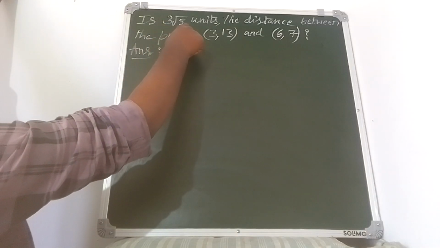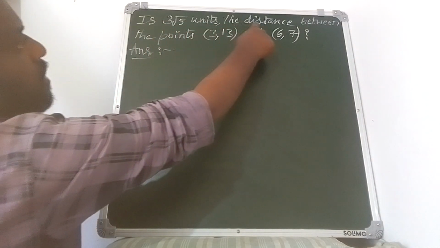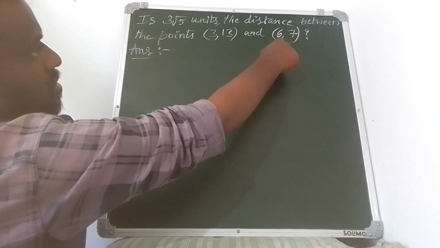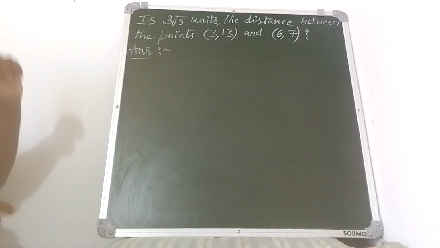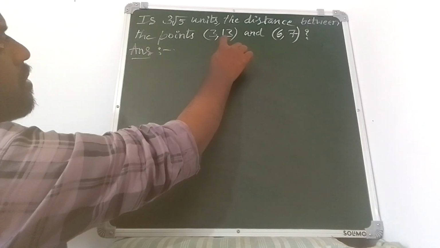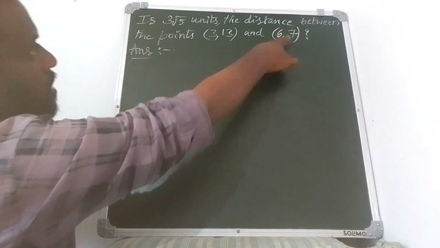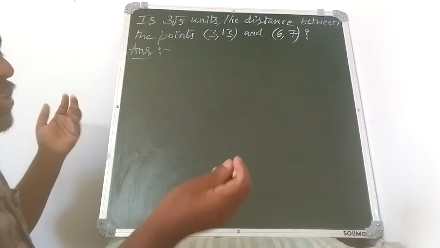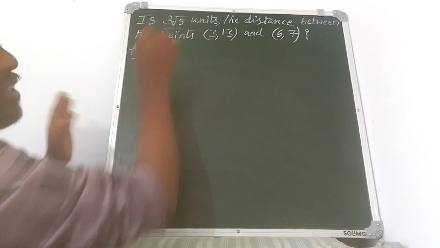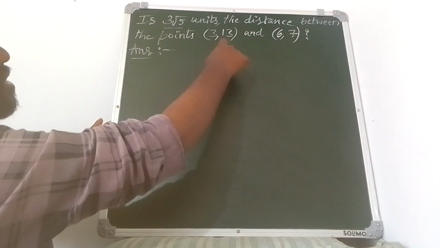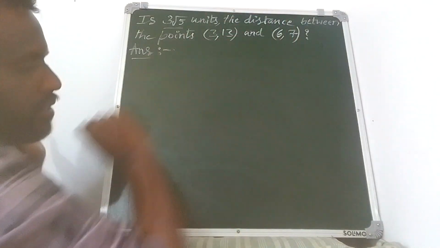is 3 root 5 units. The distance between the points (3, 13) and (6, 7). So that means we have to check whether the distance between this point and this point is 3 root 5 units or not. We have to check whether this distance is correct or not. So for that, first we need to find the distance between this and this point.